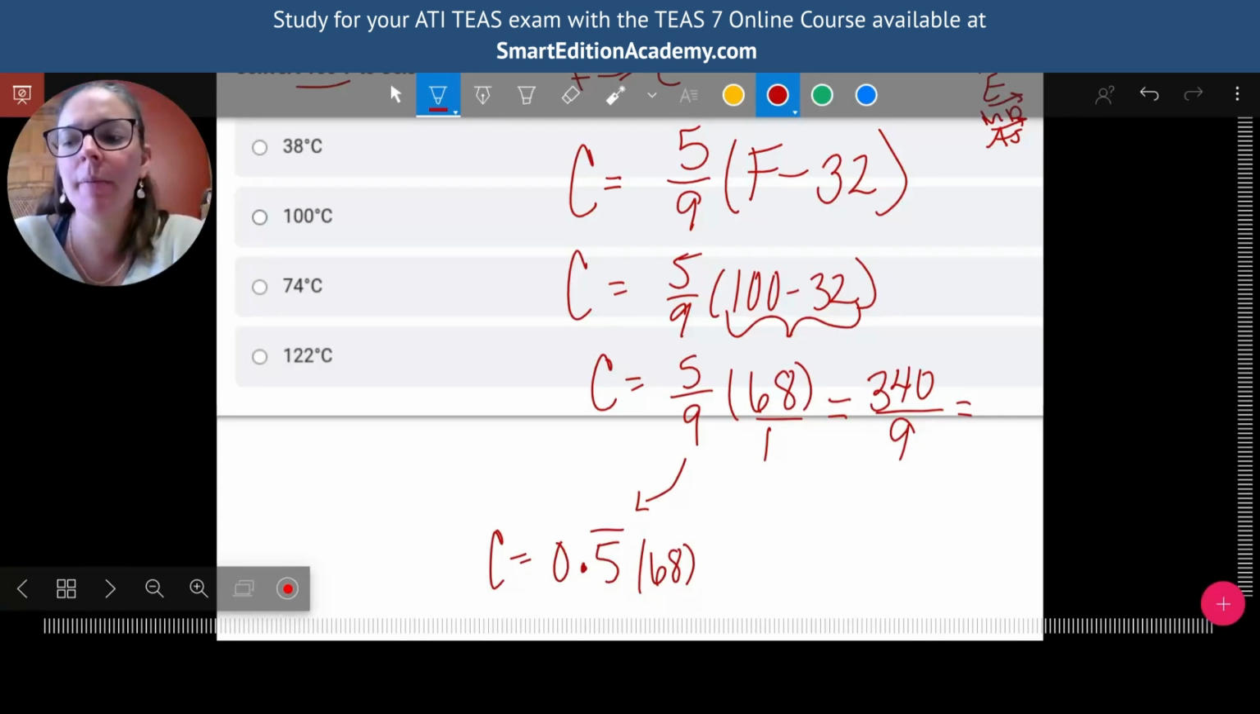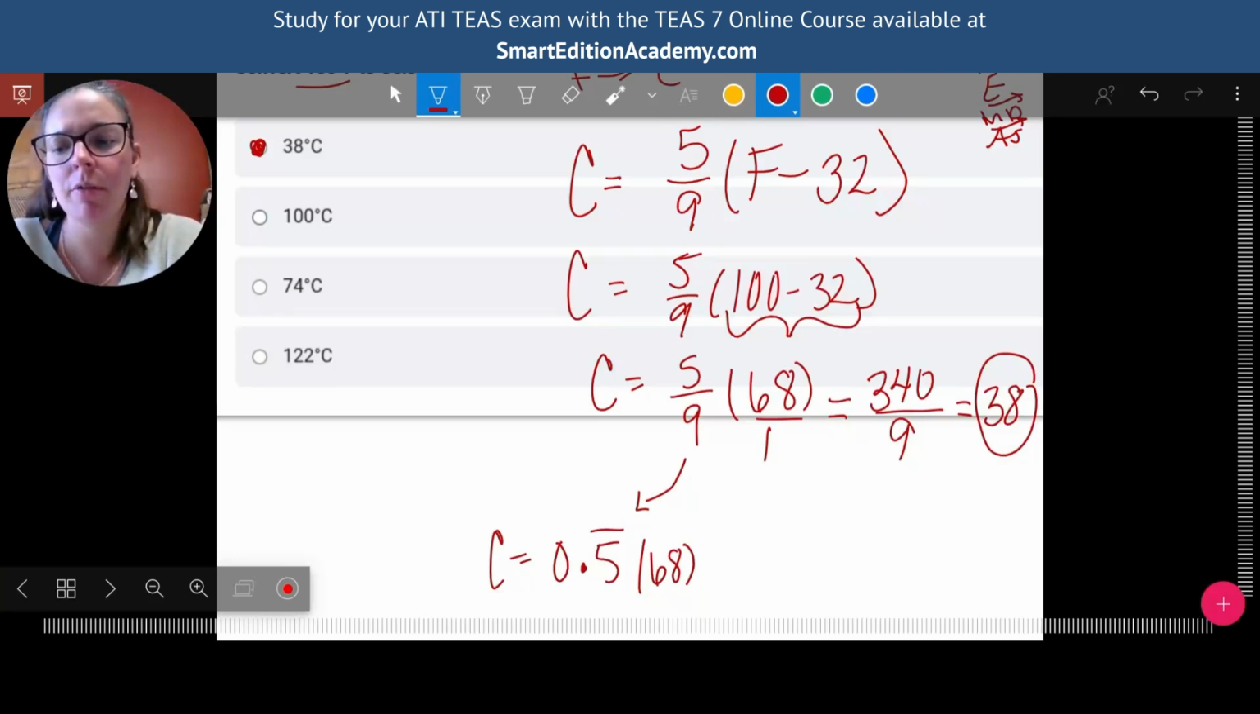divided by 9. So 340 divided by 9 gives me 37.7 repeating, which, looking at my answers, I can just round to the nearest whole temperature, which would be 38 degrees. If I had turned it into a decimal, 0.5 repeating, maybe I'd use 0.6 times 68.